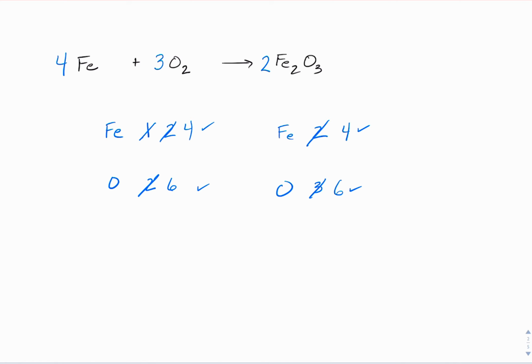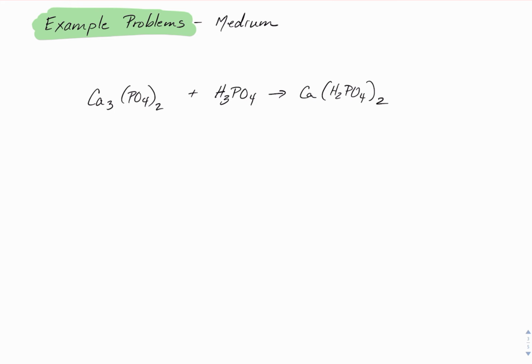Let's try some medium problems. So this is a problem that's a little bit more difficult, and the level of difficulty that is introduced here is the fact that you actually have parentheses in the problem. And so we will again start out by putting columns of all of the elements. You have calcium, phosphorus, oxygen, and hydrogen, and also on the right hand side.